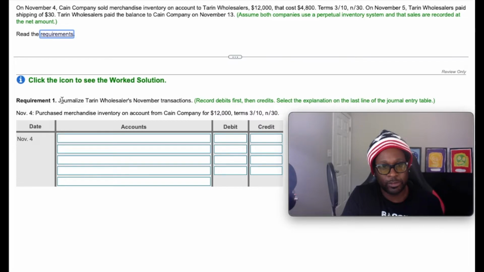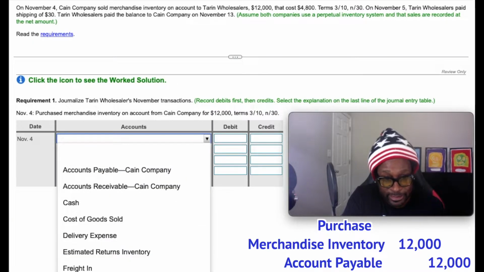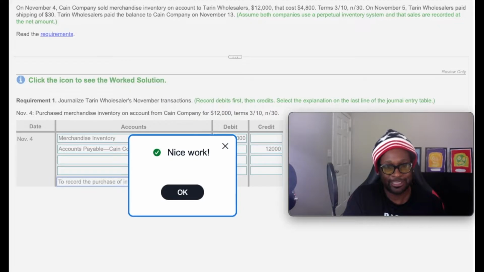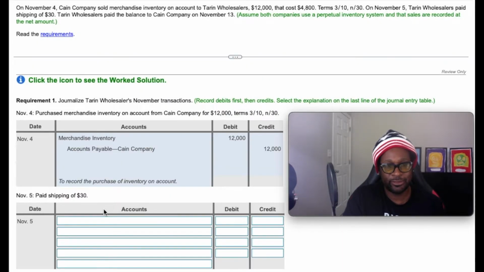So requirement 1 wants us to journalize Terran wholesalers. So who's Terran? Terran is the actual buyer of the inventory. So we're on the purchasing side, gang. So it tells us that we purchased merchandise inventory on account for $12,000, terms 3/10, net 30. All right, easy breezy gang. We're going to debit inventory and credit accounts payable for the $12,000. We're going to check the answer. Nice work gang.